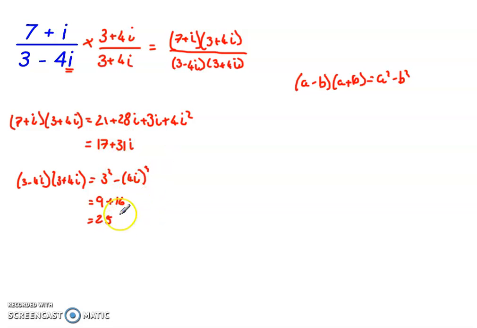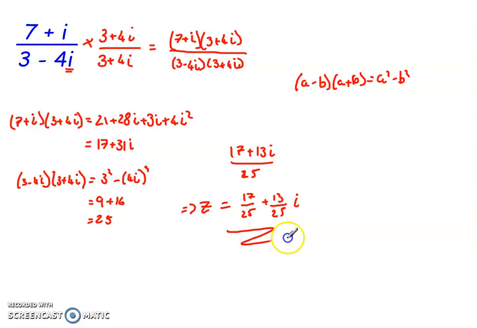So now I combine both parts, and I get that 17 plus 31i over 25 is what I want. So I can then say, therefore, z is equal to, and split it up, 17 over 25 plus 31 over 25i. There we go. So that's it in the standard format that we want.